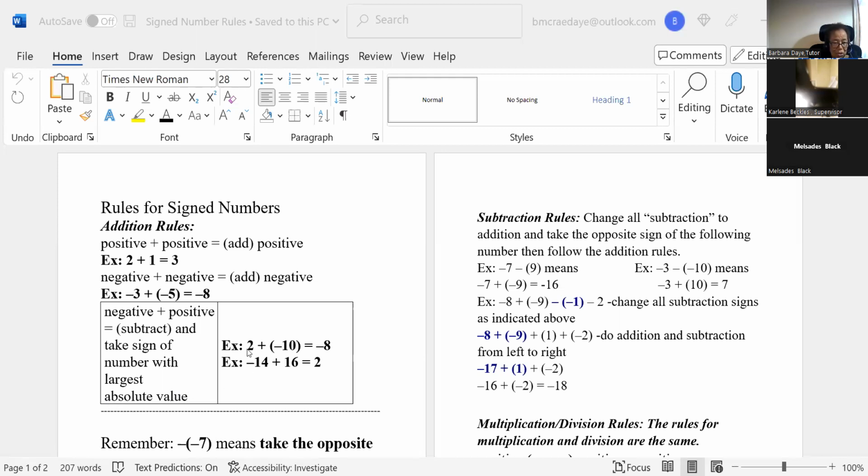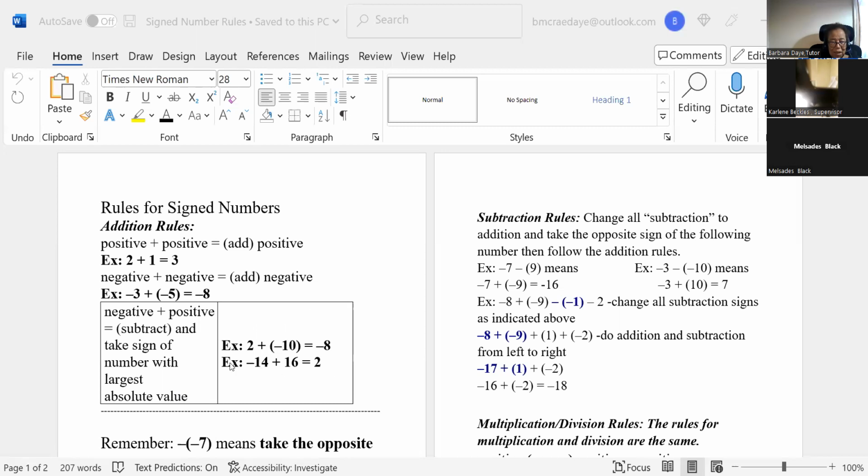Here's an example. 2 added to a negative 10. So you subtract 2 from 10 and you get 8, right? And the largest absolute value is the 10, and it has a negative, so this becomes negative. Yes. That part clear? Yes.